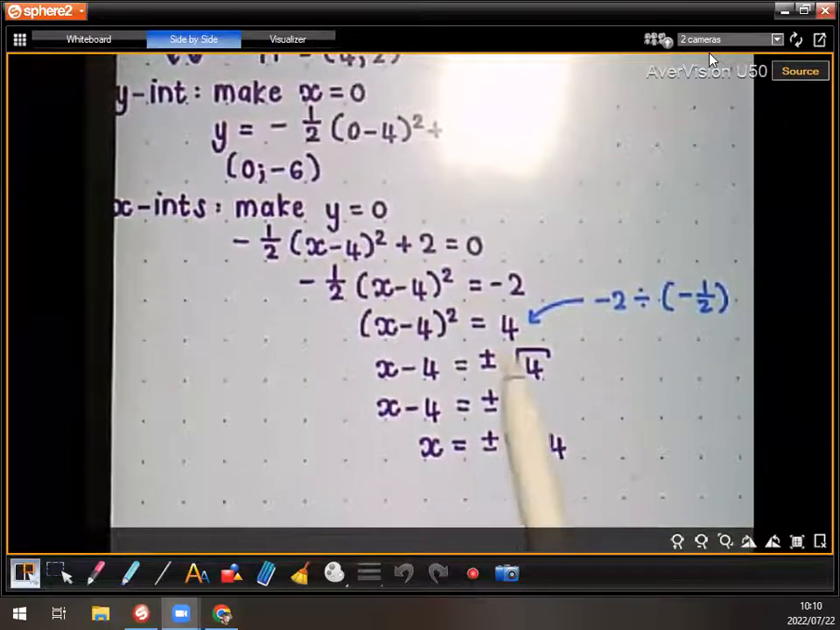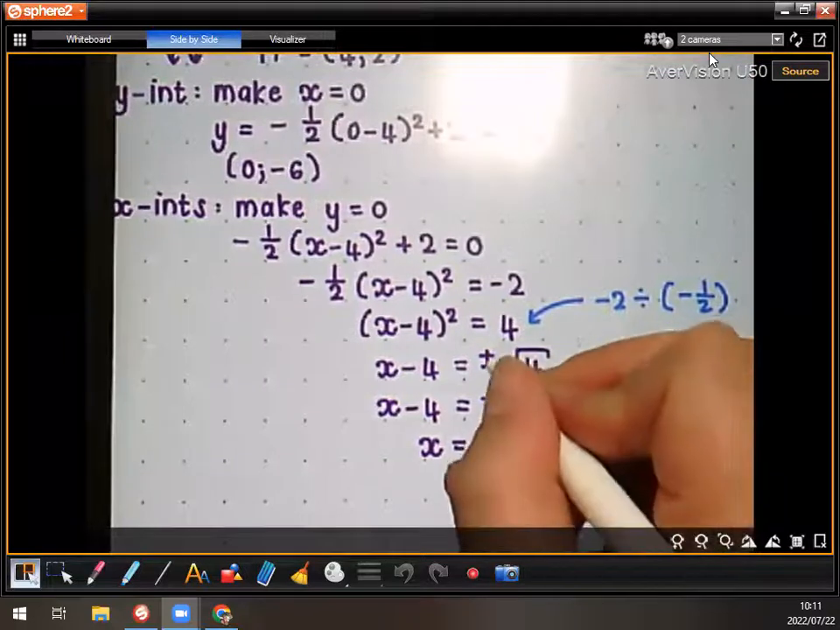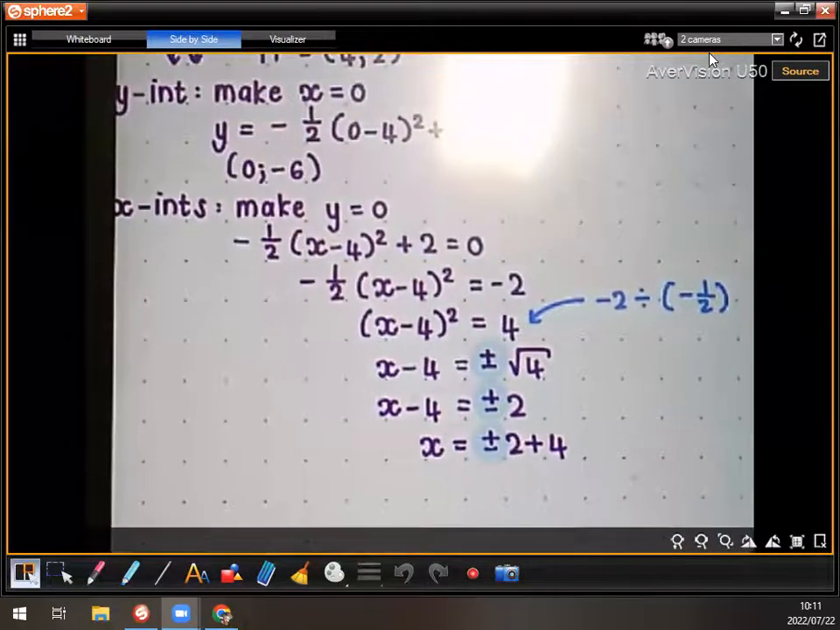Right? So if you forget that plus minus, you're only going to get 1 answer, which means you're only going to get 1 x-intercept. So your parabola is going to look funny. Okay. So you have to remember that plus minus. Maybe highlight it. And that's very important.